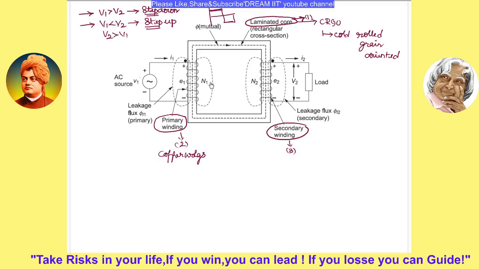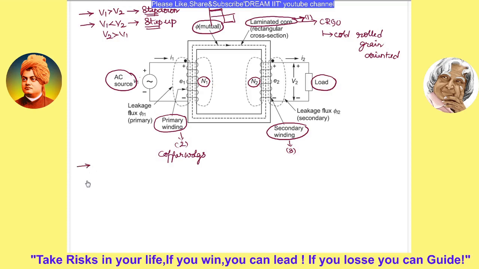On the primary winding side we have N1 number of turns, and on the secondary winding side we have N2 number of turns. There is a mutual flux which links the primary winding and the secondary winding. The source is connected on the primary winding side and the load on the secondary winding side. Let us see the working principle of the transformer.